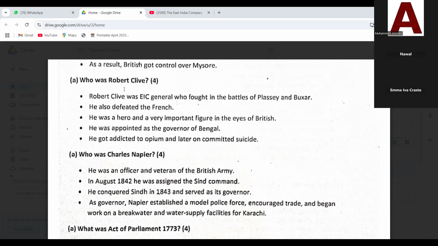Just a couple of years later, 8 years later, this new battle happened, and the British even won the other battle. Robert Clive was the one leading their army in this battle. He was the one who even defeated the French, and he became a very important figure in the eyes of the British after these battles. This is why he was appointed as the governor of Bengal, just because he was able to conquer the Indian lands. But later he got addicted to opium and committed suicide. This is about Robert Clive.